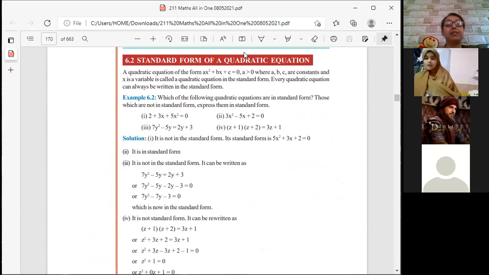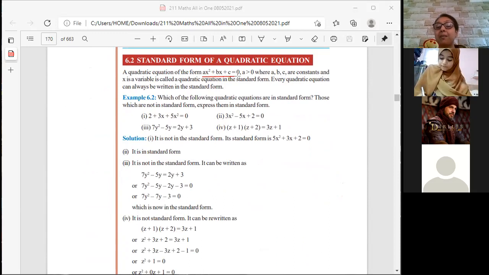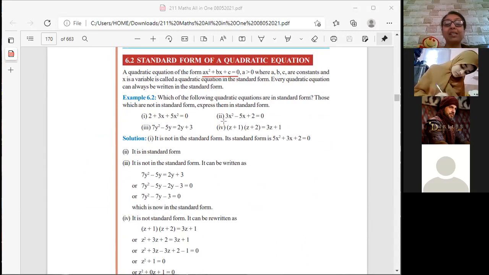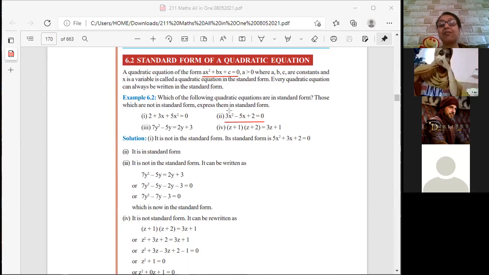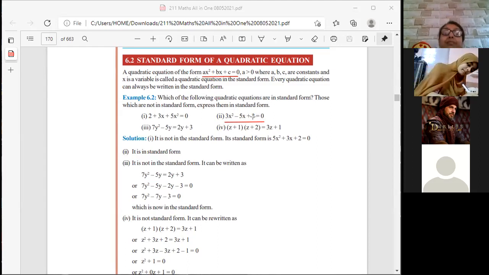Yes, ma'am. See, the standard form is supposed to be in this form. Ax square plus bx plus c is equal to 0. Now, when I say ax square, bx and c, a, b and c are supposed to be numbers. Like how you can see in this particular equation. Can you see this equation, beta, which I've just underlined? Yes, ma'am. So you can say that your a is 3, your b is minus 5, your c is plus 2. And you can see the degree of the variable is square. And it is equated to 0, correct? Yes, ma'am.